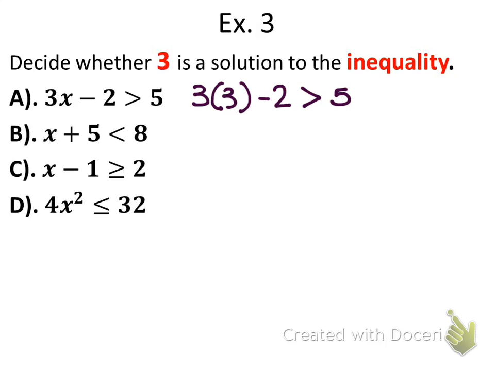So what would I do first here? Order of operations. Carter? Multiply. 3 times 3 is 9. 9 minus 2 is 7. So 7 is greater than 5. Is that a solution? Yes.